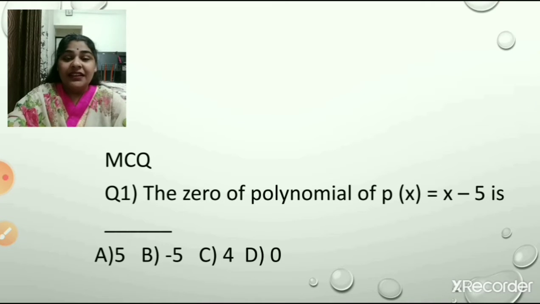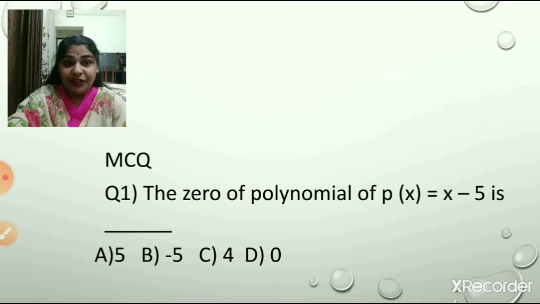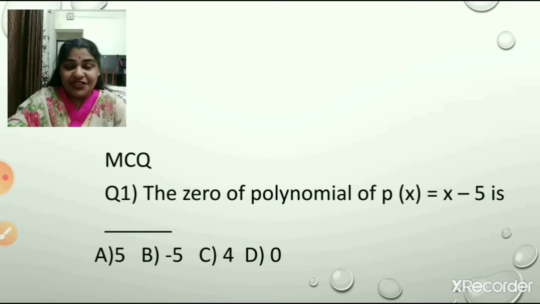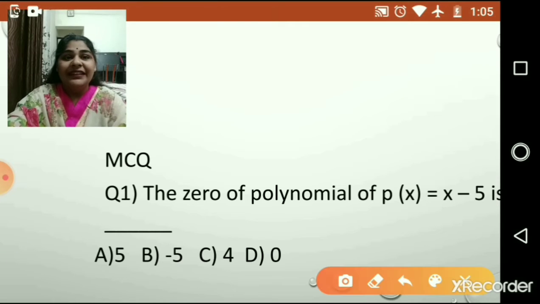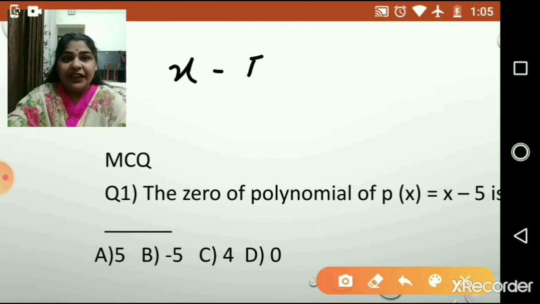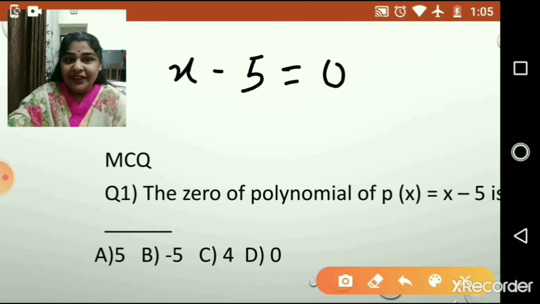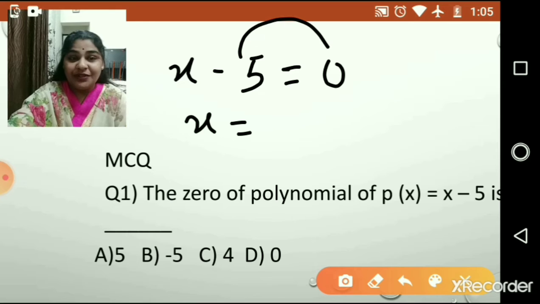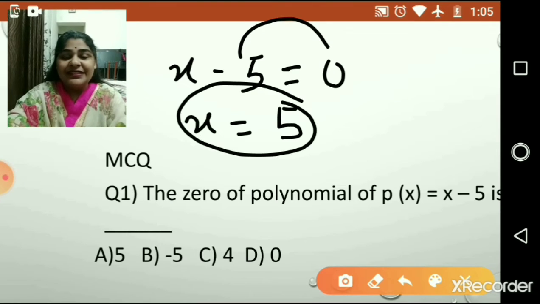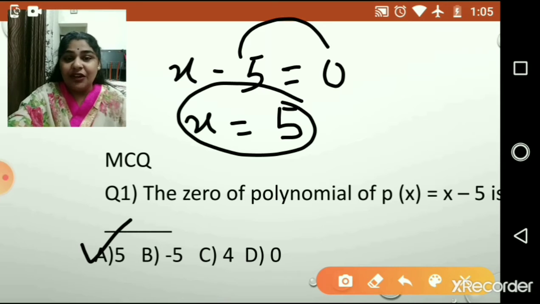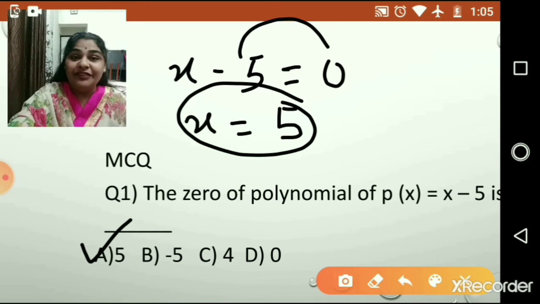Next, MCQ: the 0 of the polynomial P of x is equal to x minus 5 is dash. So you have to find what is the 0 of the polynomial. So let us find, that is x minus 5 is equal to 0, right? X is equal to, I'll transpose this 5 to the other side, that will be positive 5. So this is the 0 of the polynomial. So then I'll choose the option positive 5 from the given options.